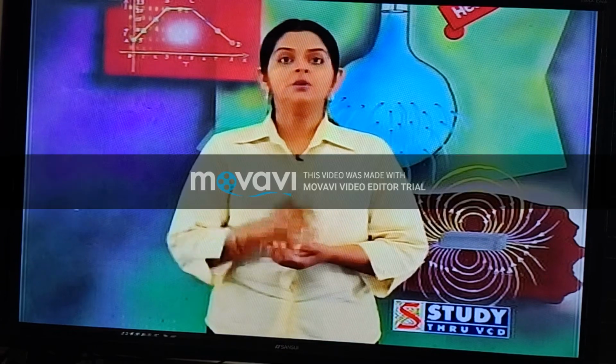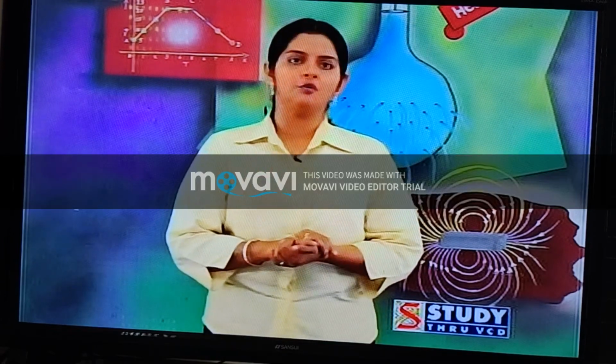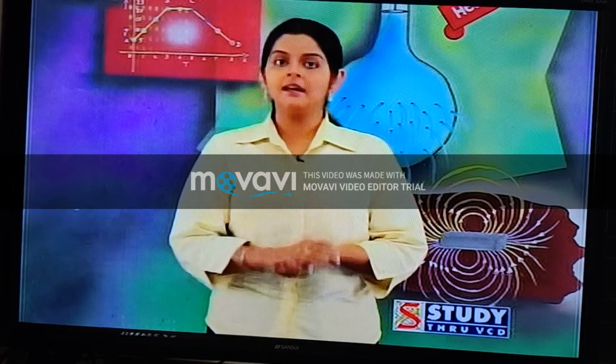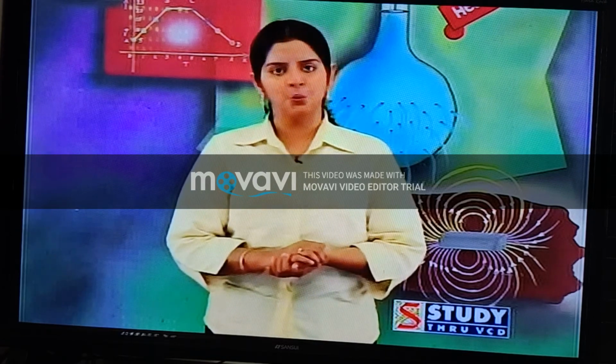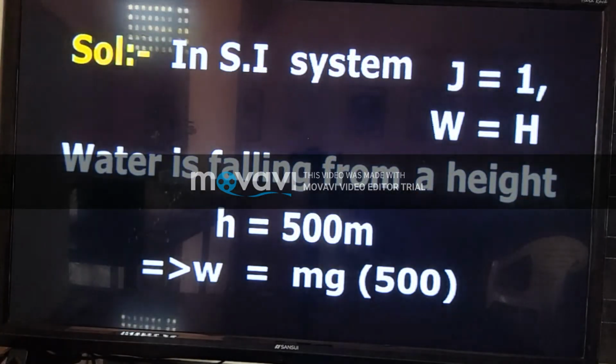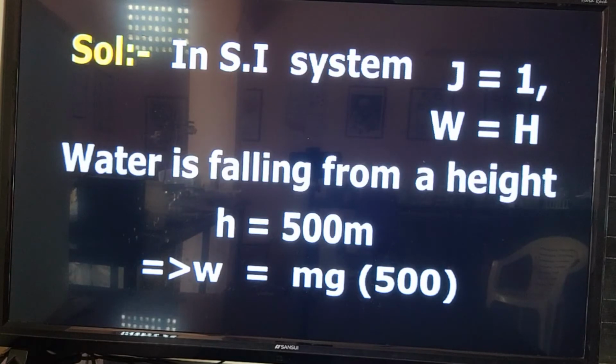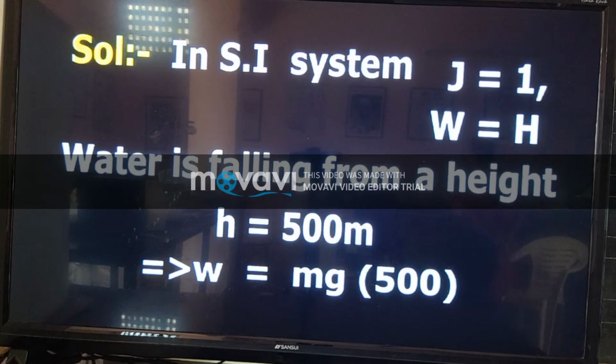Problems. 1. Water falls from a height 500 meters. What is the rise in temperature of water at bottom if whole energy remains in water? Solution. In SI system, J equals 1, W equals H. Water is falling from a height h equals 500 meters. That implies W equals mg into 500.